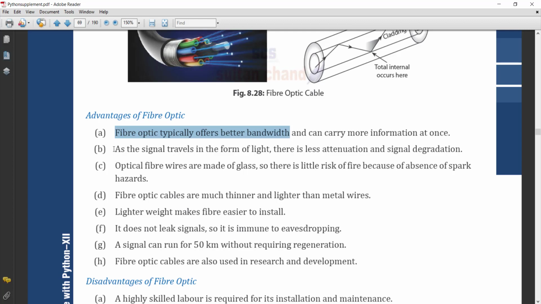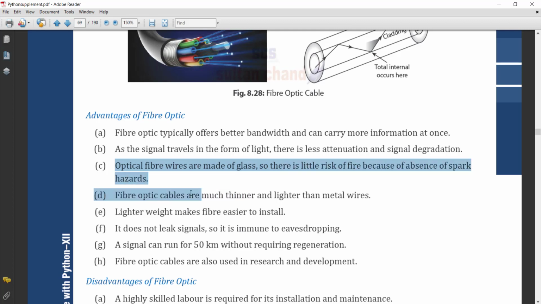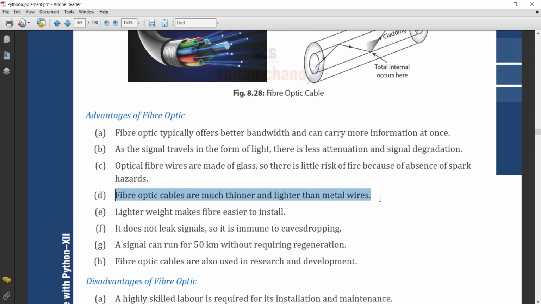And as the signal travels in the form of light, you get higher speed compared to coaxial cable. So the signals are transmitted very fast. Next, optical fiber wires are made of glass, so there is little risk of fire because of absence of spark hazards. Fiber optic cables are much thinner and lighter than the metal wire, so it is more light. Clear?